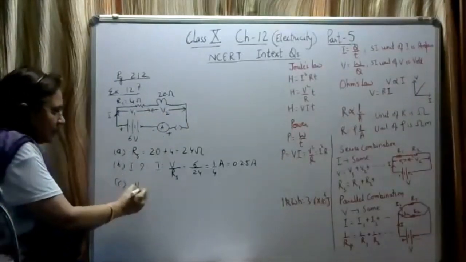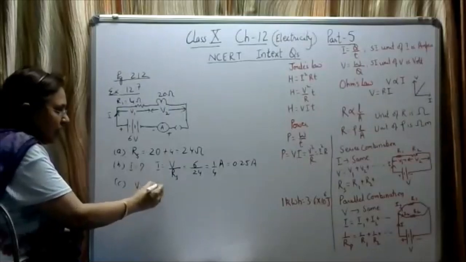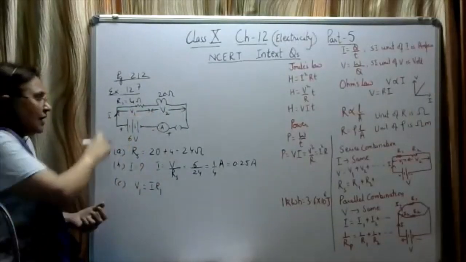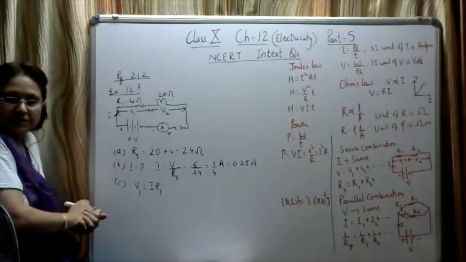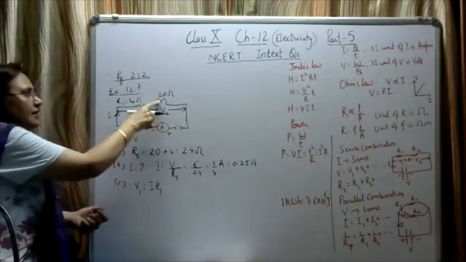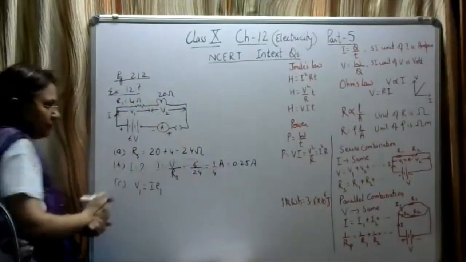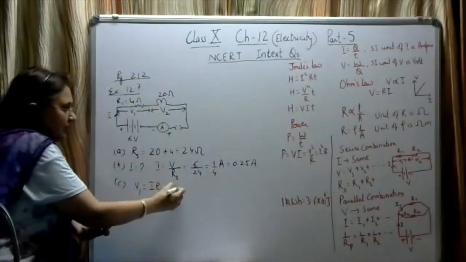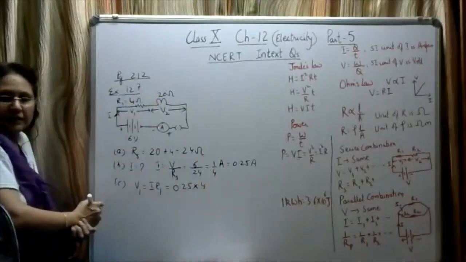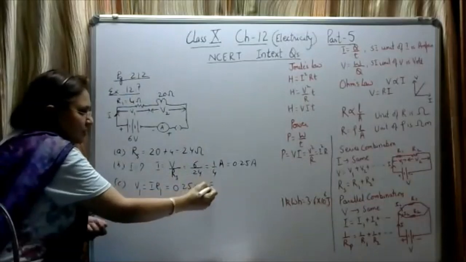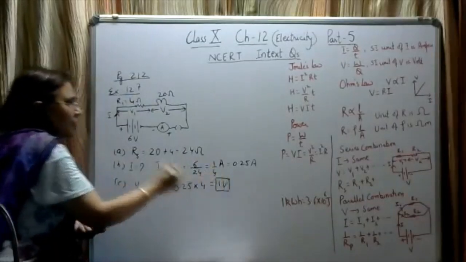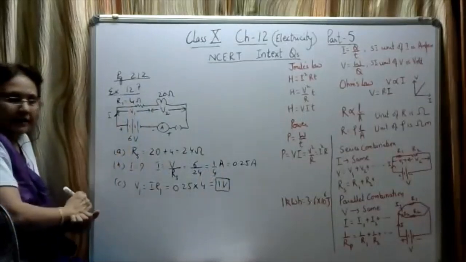Okay, we know that V1 will be equal to I into R1, as these two are connected in series. So the current flowing through each of them will be the same. So current flowing through 4 ohm is also 0.25 amperes. The current flowing through 20 ohms is also 0.25 amperes. So the current is 0.25 amperes into the resistance of the conductor, which is 4. So hence it is equal to 1 volt. So the potential difference across the conductor is 1 volt.